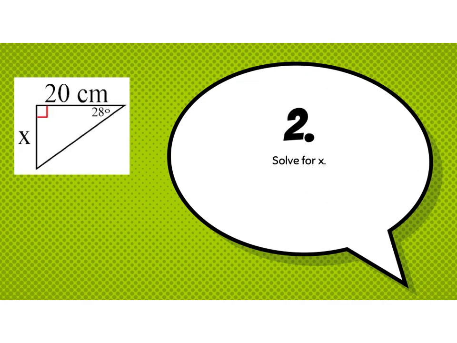In example 2, we're going to now solve for x. First, in example 1, we figured out how to find the ratios. Now we're going to use those ratios to solve for missing pieces. Again, I'm going to write out SOHCAHTOA because it's going to be really helpful again.